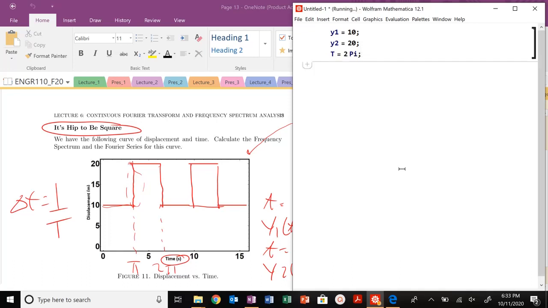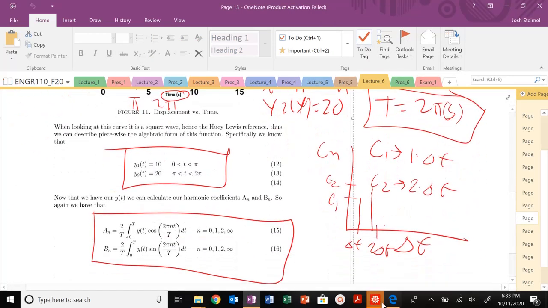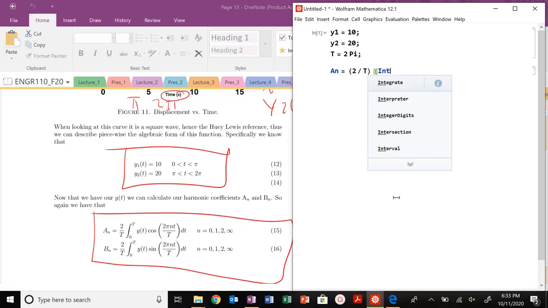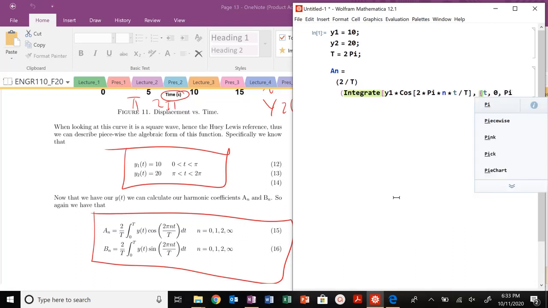And now, what are we trying to do? We're trying to get our frequency spectrum. So I'm going to calculate my harmonic coefficients. So a sub n, I know that is going to be equal to 2 divided by T. I have to multiply this by this piecewise function, so I need to integrate my y sub 1 times the cosine of 2 times pi times n times t divided by T. I'm going to integrate that for my limits of integration from t goes from 0 to pi. And then I need to close that.